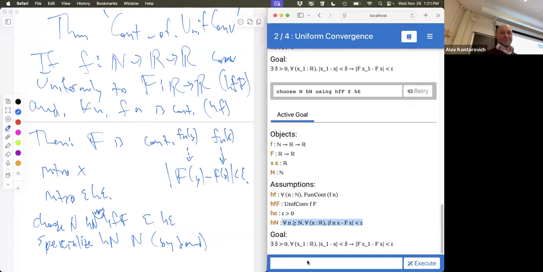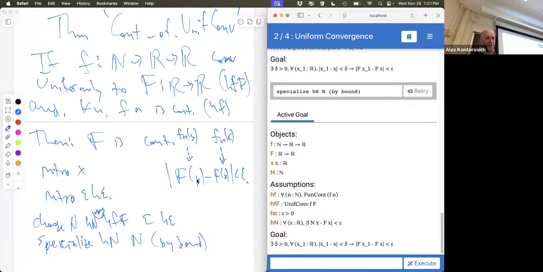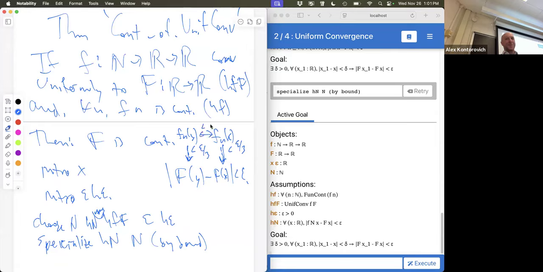Does that make sense? So here, specialize Hn to capital N and by bound. For all x, regardless of whether we're here or here, we can get within anything of f. But remember our argument. In order to get this to be less than epsilon, we're going to make this distance less than epsilon over 3. We want this distance less than epsilon over 3, and then we want this distance less than epsilon over 3.